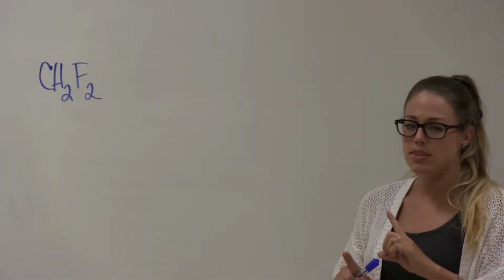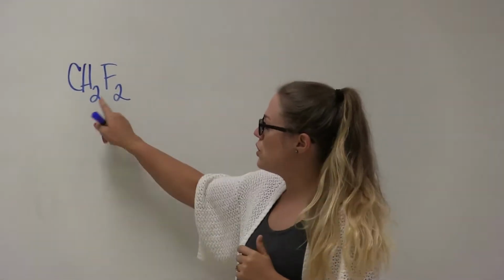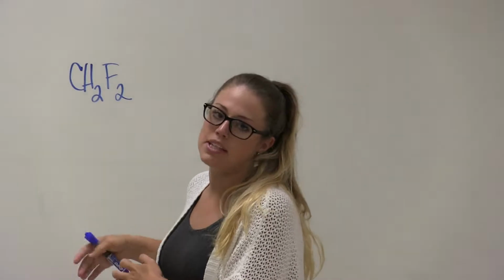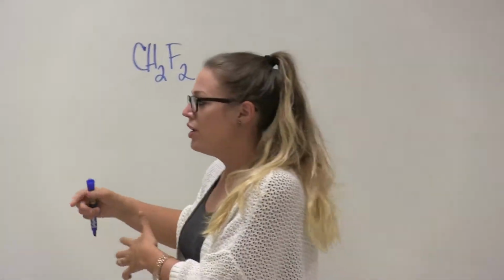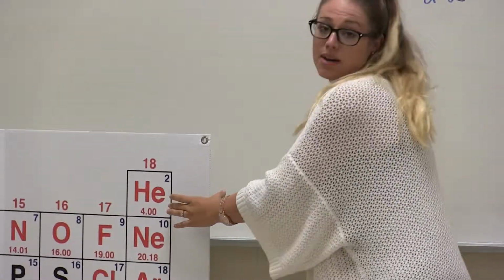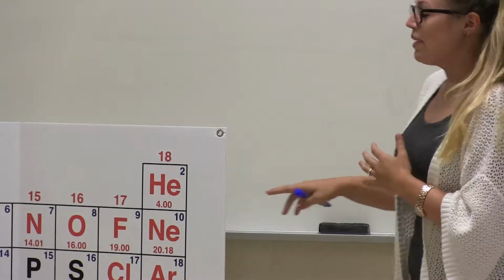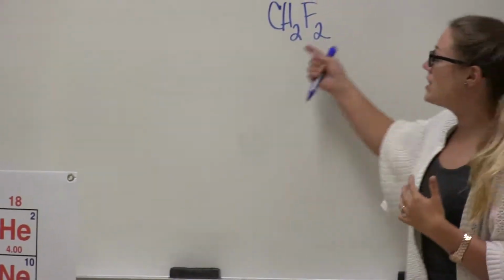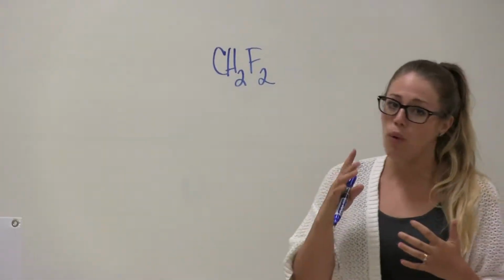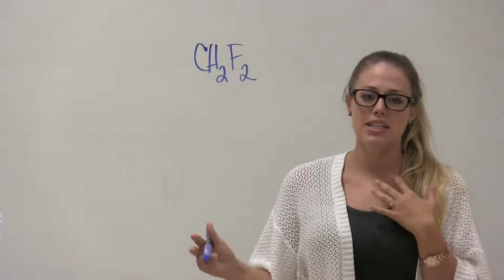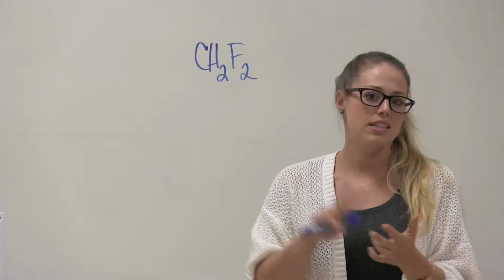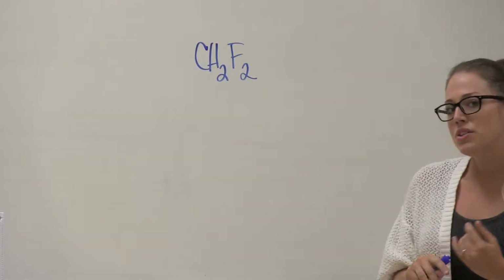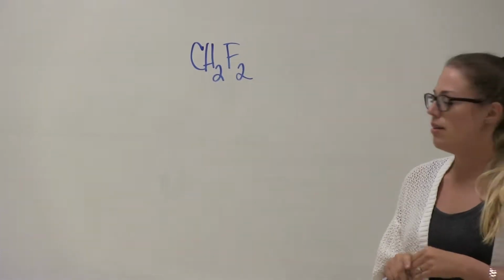Now, some key notes here: everything wants to reach its noble gas partner. Hydrogen's noble gas partner is going to be helium, and helium has 2 valence electrons, so it's happy. Therefore, hydrogen's only going to form 1 bond. It's never going to take more than 1 electron, and it's going to share. So hydrogen's never going to be your center atom.